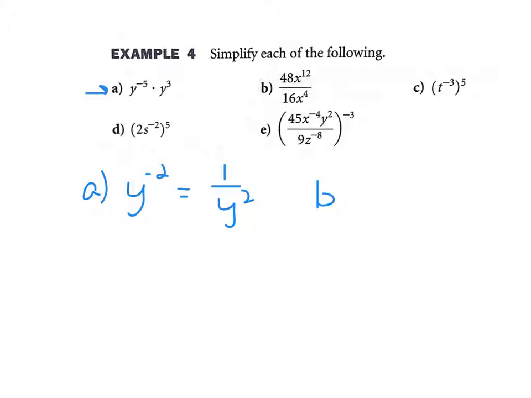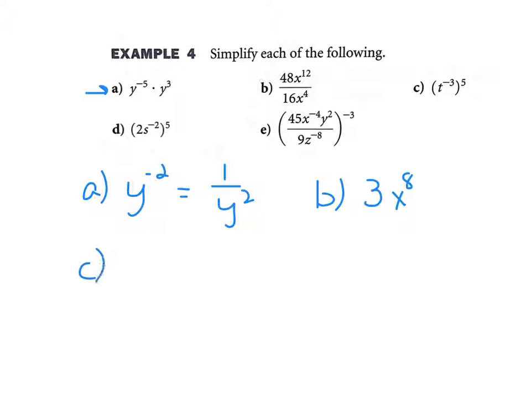Let's go to part B. Part B, it has coefficients of 48 and 16. Remember, fraction bar means divide. So if I divide 48 by 16, I get 3. And if I subtract the exponents, 12 minus 4 is 8. So I'm just going to put x to the 8th. And the reason I don't have a fraction anymore is because my bigger exponent's on the top. When you divide your exponents, we're going to keep the base wherever your larger exponent was. And we'll work on that tomorrow also.